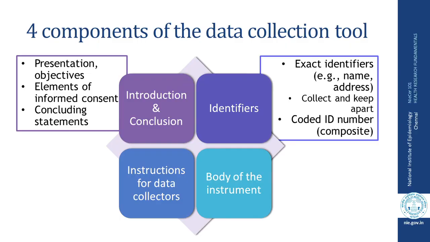Now, every data collection tool will also have what we call identifiers, which could be the actual identifiers, information such as the name and address of the study participant, which can identify who the person is. It's always a good idea, from an ethical and human subject protection perspective, if you are collecting this data, to collect it on a separate sheet of paper, which can be referred to later on if need be.